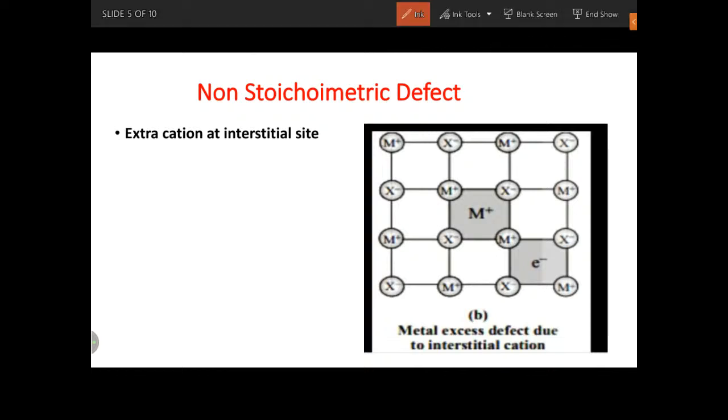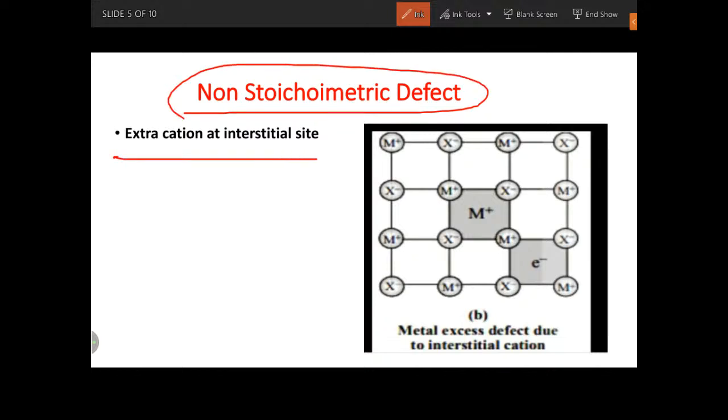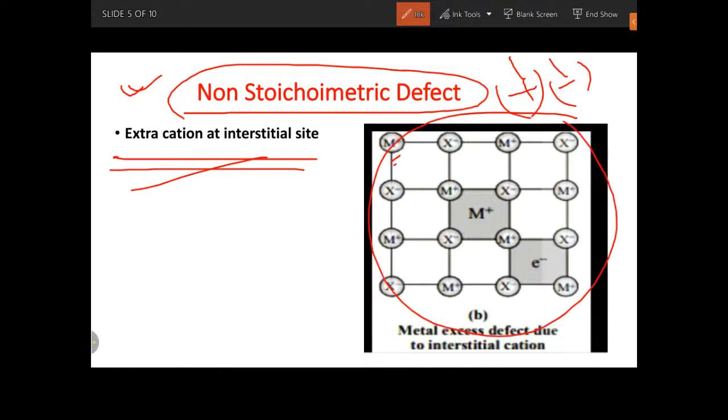Now we'll move on to non-stoichiometric defect. These kinds of defects are also there. See, extra cation at interstitial site. The name is already saying non-stoichiometric, which means the ratio of plus and minus is not maintained. That means either plus will be more or minus will be more. Now, extra cation at interstitial site, the name only suggests it. Look at this figure. See what you are observing: there is M plus X minus, M plus X minus, M plus X minus, M plus. So in this way all the sites are occupied.